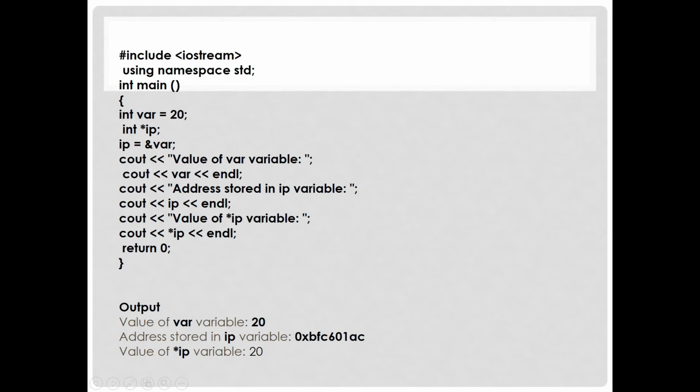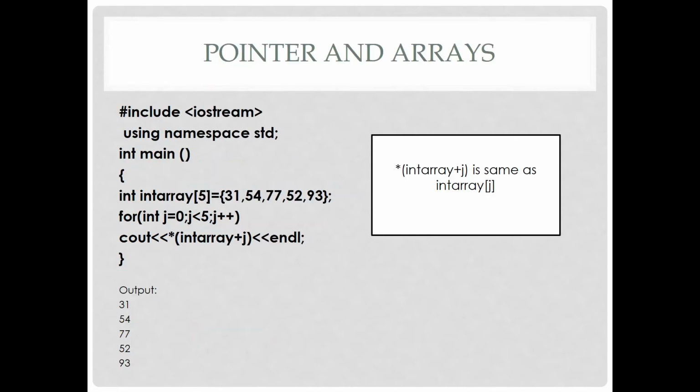Okay, now cout IP. What is IP? Address of var. So the address will be displayed, 0x, in alphanumeric values, 0xBFC601AC. Okay, now cout star IP. Now, what does this star indicate? It prints the value of this particular variable. So what is the value held by IP? Yes, 20. So now 20 will be displayed. Hope you have understood the concept.